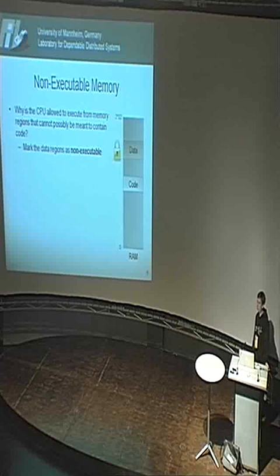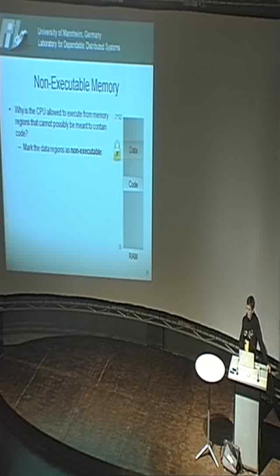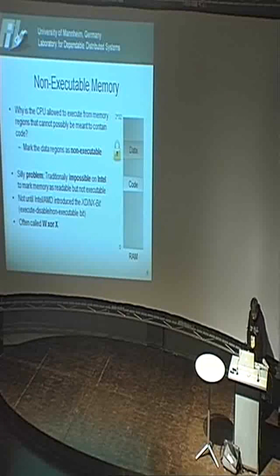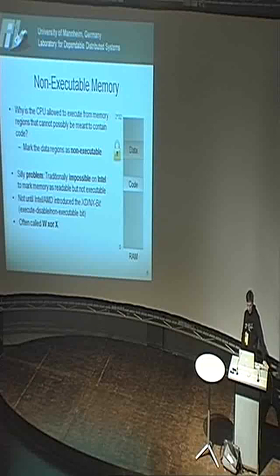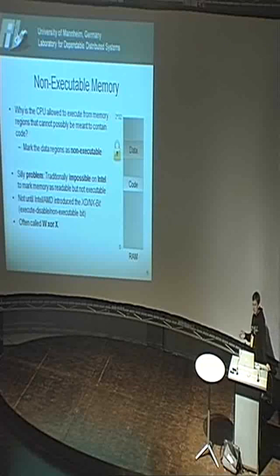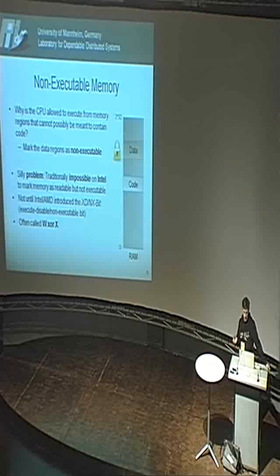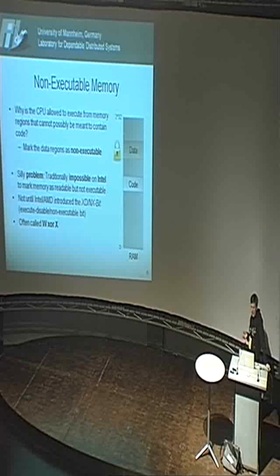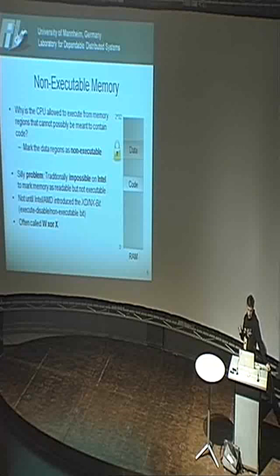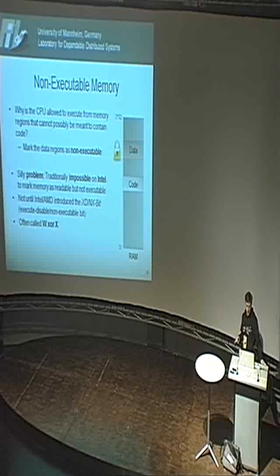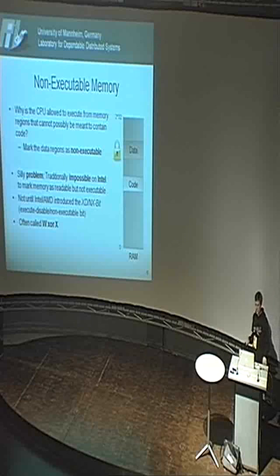There are some exceptions to this rule, such as just-in-time compilers, and this is actually why Java does not have such protections implemented, but that's another topic. And as I said, for 99% of all cases, it is not necessary to have an executable data section. However, there is still some kind of silly problem, which is that traditionally on Intel, it is just impossible to do that. If we only use the MMU paging mechanisms, we cannot tell the CPU to mark a memory region as readable but not executable. And you definitely want your data section to be readable.